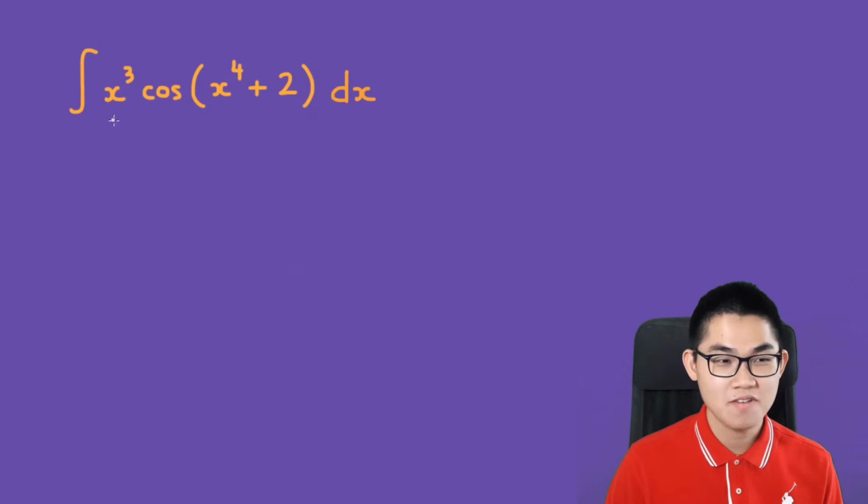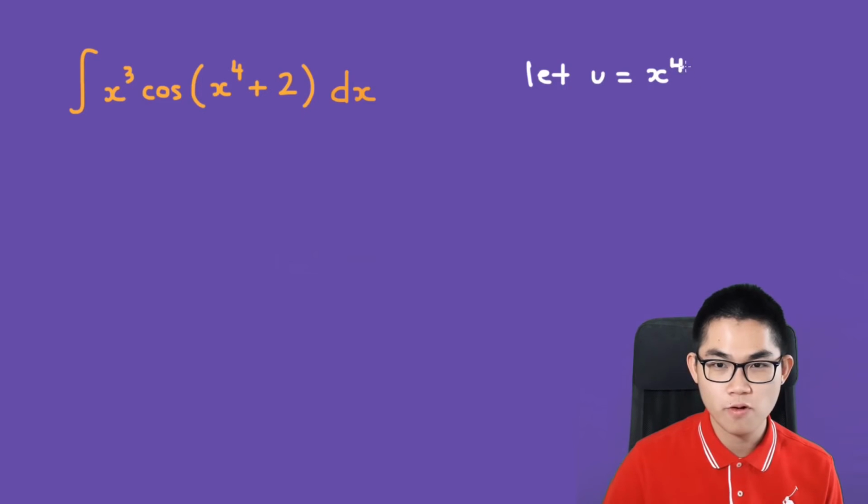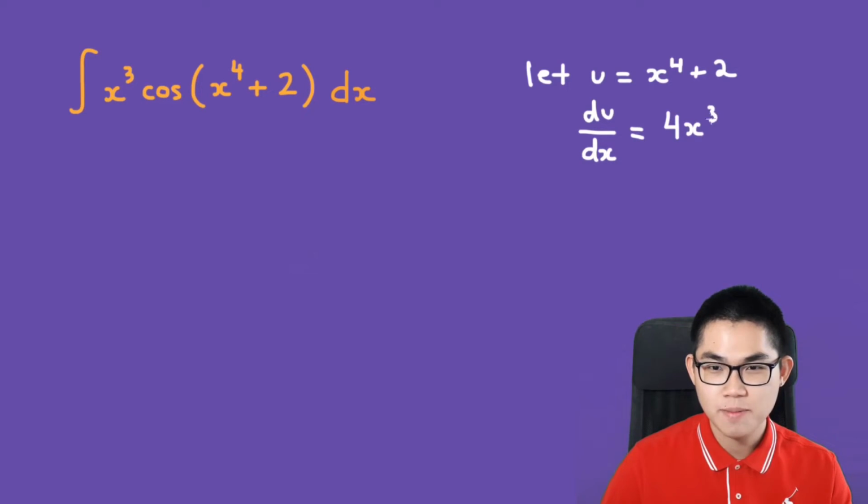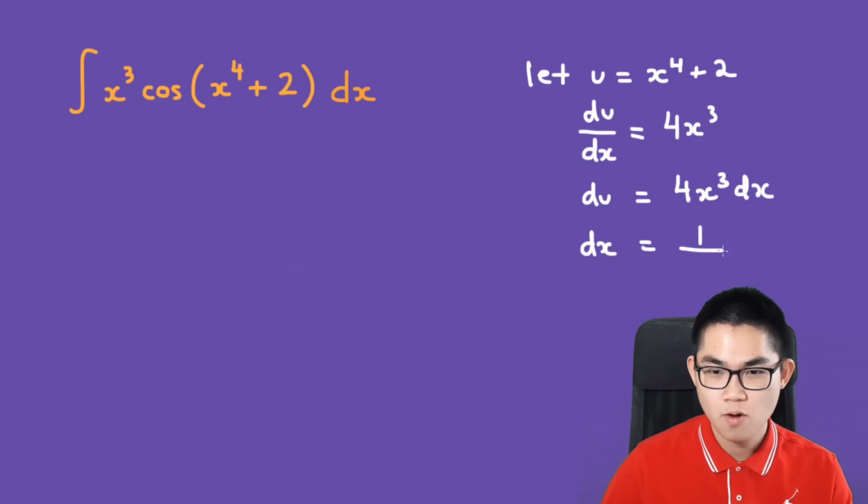The integral of x to the power of 3 times cosine of x to the power of 4 plus 2 dx. So first of all, let u equal to x to the power of 4 plus 2. Then we differentiate it. So du over dx, what's that going to be? Well, that's going to be 4 times x to the power of 3. So du is going to be 4x to the power of 3 dx. dx is 1 over 4x to the power of 3 du.